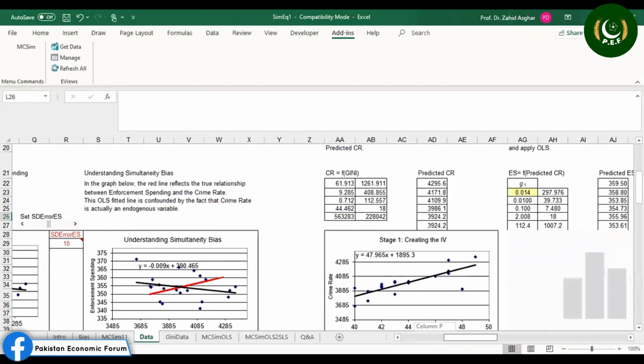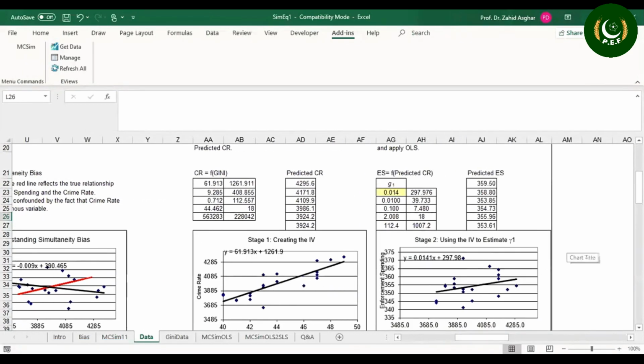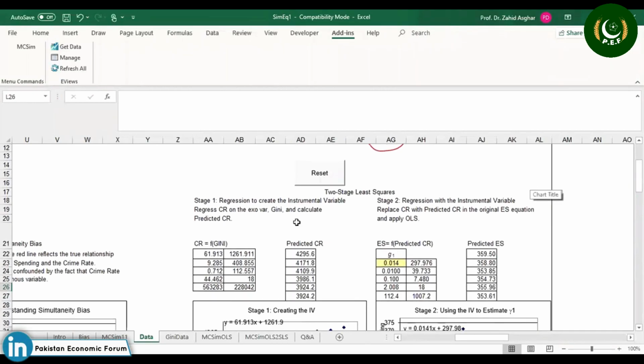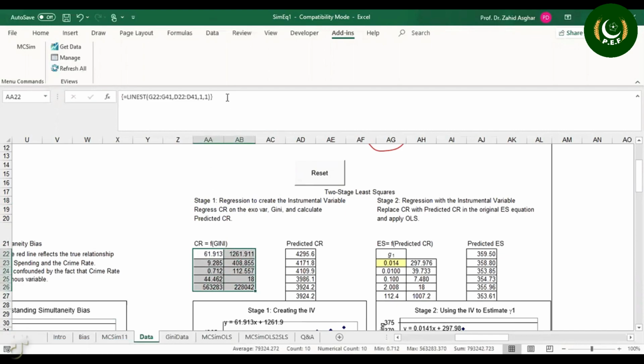We use instrumental variable regression, and that I'm going to demonstrate. I have already uploaded very comprehensive videos, video number 29 to 33, on instrumental variable regression, and I hope this will help you in understanding the concept. So in this case, first of all, we are going to regress crime rate on Gini value. From this, we'll get the predicted value of Gini. So you see here we have regressed G22 on D22. G22 was your crime and D22 were your Gini values. And we have here predicted values.